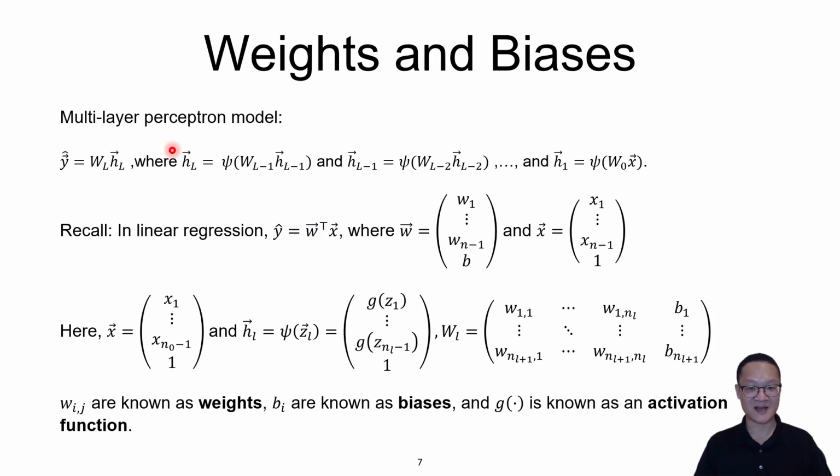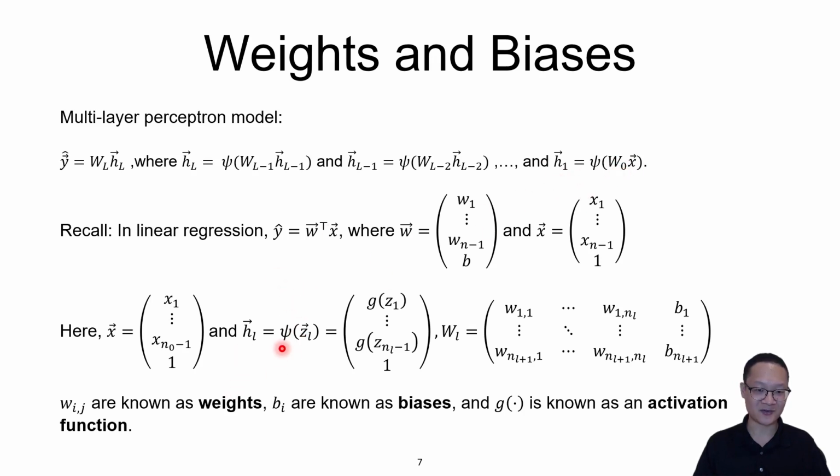So now we can also expand all of this. So x, we can say x equals x1 up to xn0 minus 1. So n0 is the n, previously it was called n, but now we call it n0. And then we append the 1 at the end. So now we can compute h1, which equals psi of w0 x. So w is a matrix that multiplies our vector input, and that gives us a vector. So W0x is a vector.